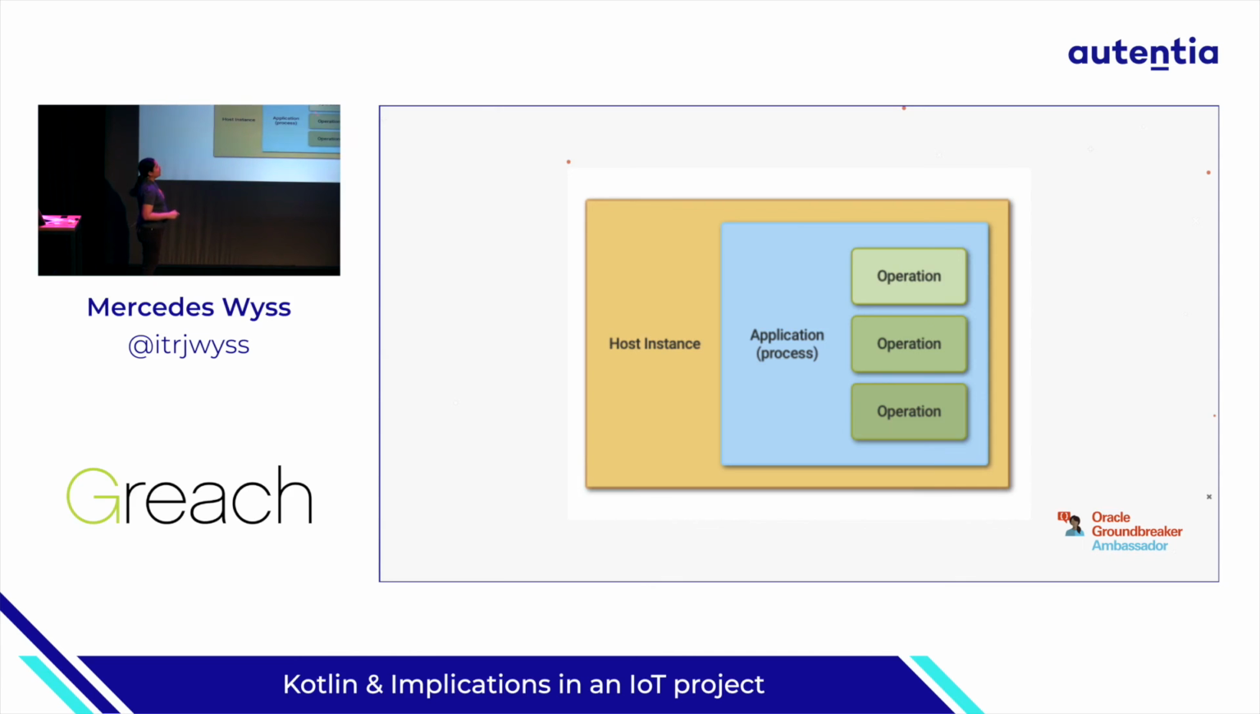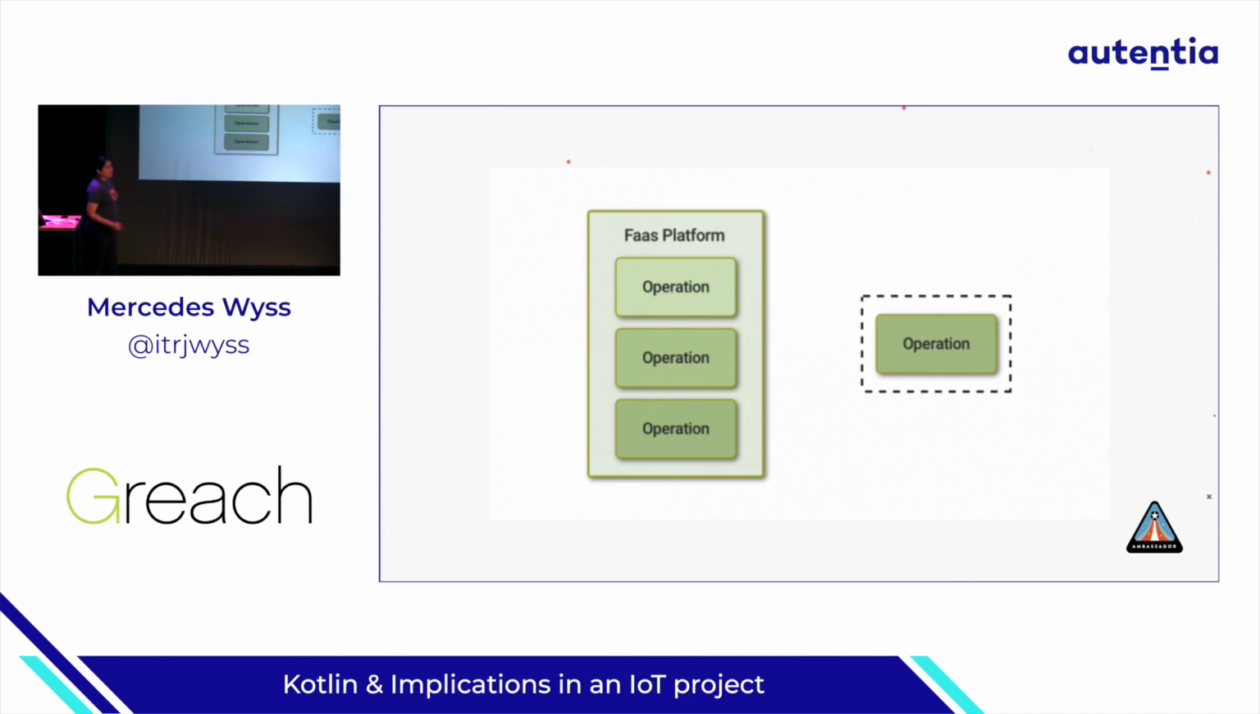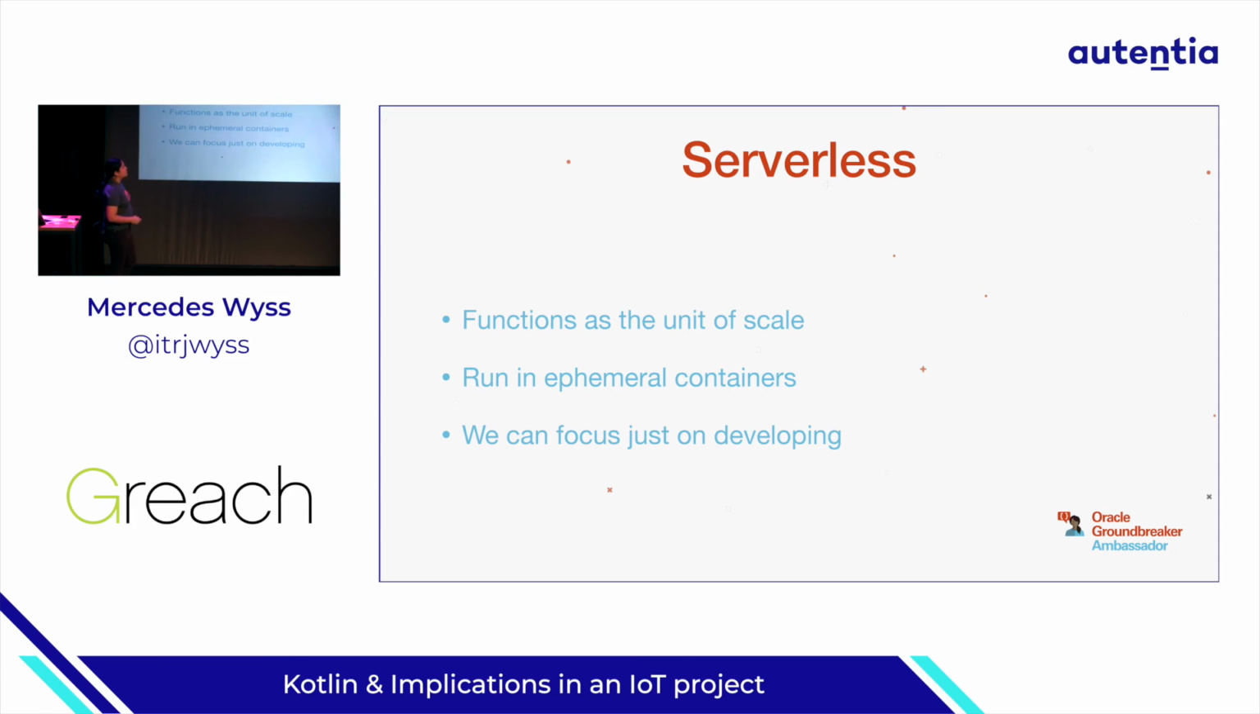And this is an example of a monolith. When I have a host system, I have all my application, and inside my application, I have my operations. In serverless, the focus is just on creating my operations, the minimum logic that I have inside an application. So we have functions as the unit of scale that run in ephemeral containers. Ephemeral is a cheap way of saying that it is elastic, and we can focus just on development. Sometimes I don't need to create a development environment. I can just put the code in the cloud, and that will run everything.